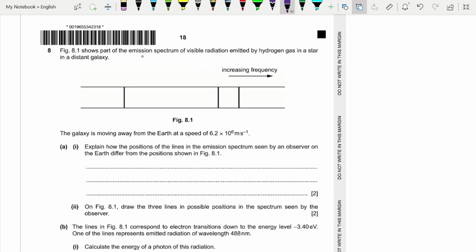Okay, astronomy and cosmology. Number 8. I'm given part of an emission spectrum of visible radiation emitted by hydrogen gas in a star of a distant galaxy.